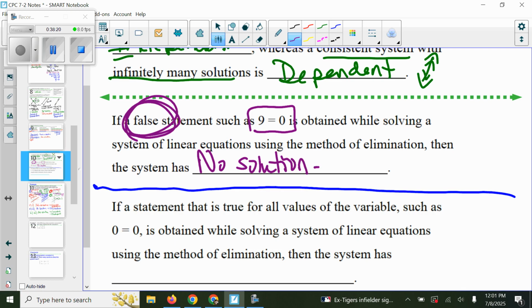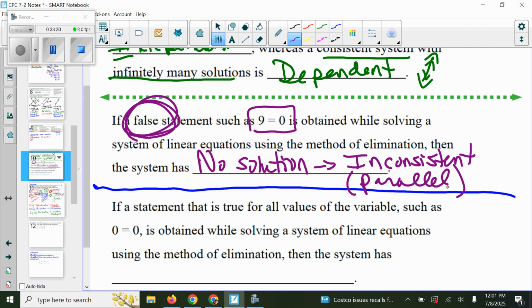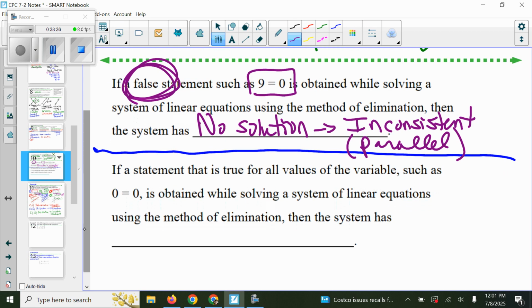So you would have no solution. That is an inconsistent system. That must mean your two lines are parallel in this situation. Now, we can have inconsistent systems in nonlinear systems as well, things that don't have solutions. So we want to make sure we realize that this is a bigger issue than just lines.